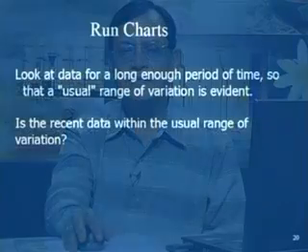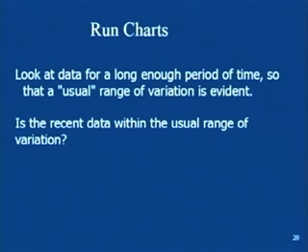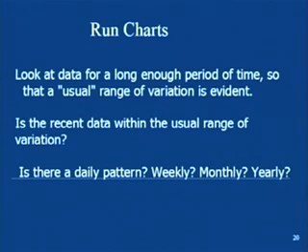Is the recent data within the usual range of variation? Also keep an eye on whether the data you are obtaining is coming within the usual range of variation. Is there a daily pattern, weekly pattern, monthly pattern or yearly pattern? So, these are the 3 rules of thumb that you need to ask yourself and check: look at the data for a long enough period of time, check whether the recent data is within the usual range of variation, and check whether there is a daily, weekly, monthly or yearly pattern.